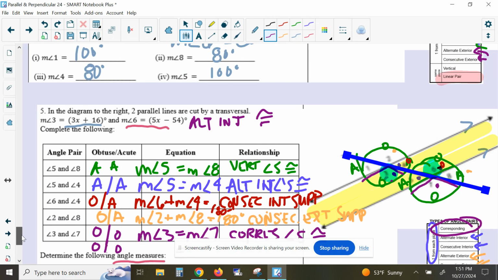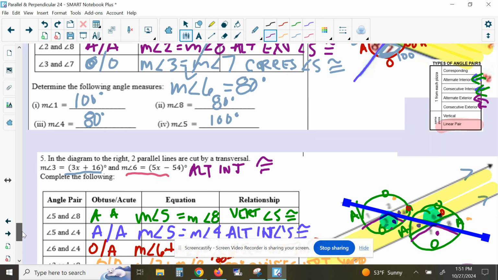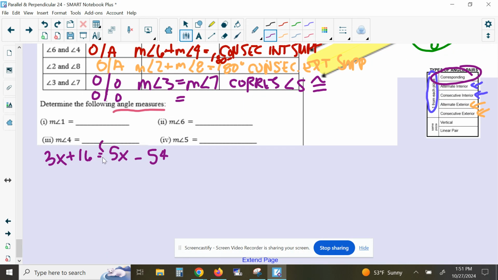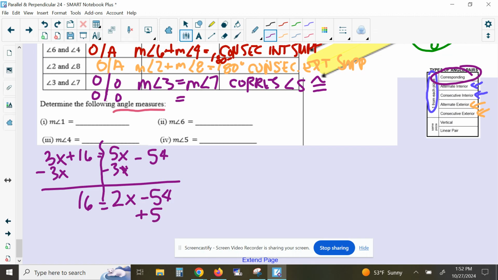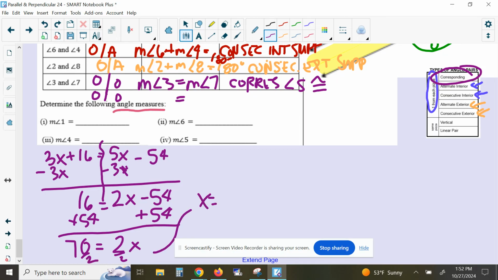Okay, did I write that right? 3x plus 16, 5x minus 54. Okay, now I'm going to go ahead and solve this. I'm going to get rid of this 3x on both sides, so I'm going to get 16 is equal to 2x minus 54. I'm going to add 54 to both sides, so I'm going to get 2x is equal to 70. Okay, and then I'm going to divide both sides by 2, and I'm going to get x is equal to 35.